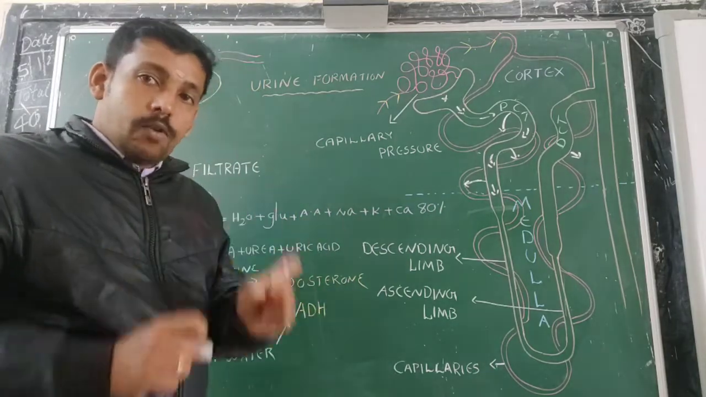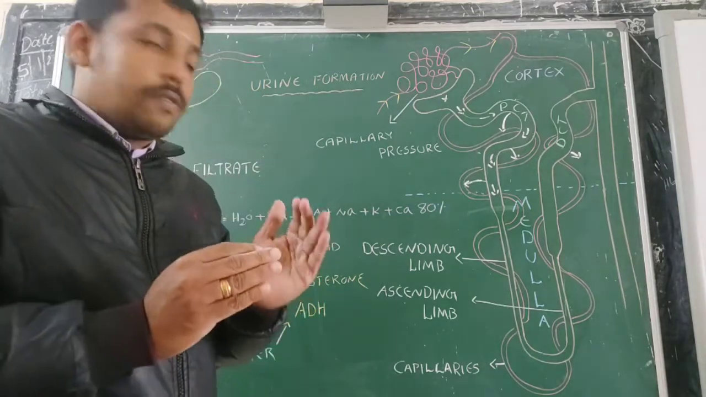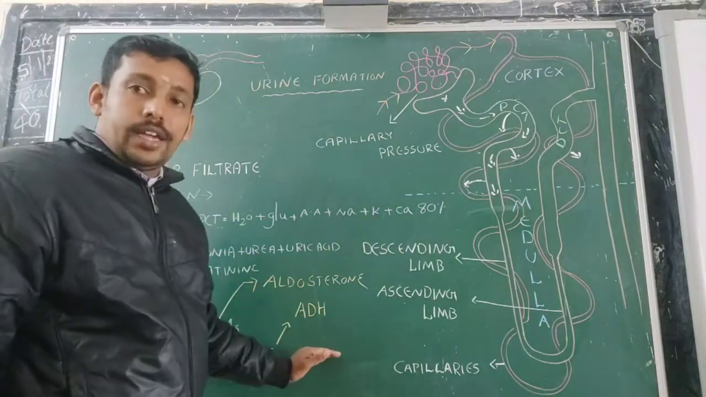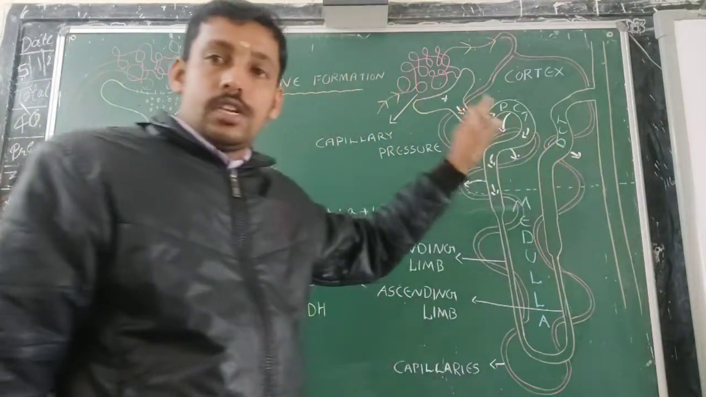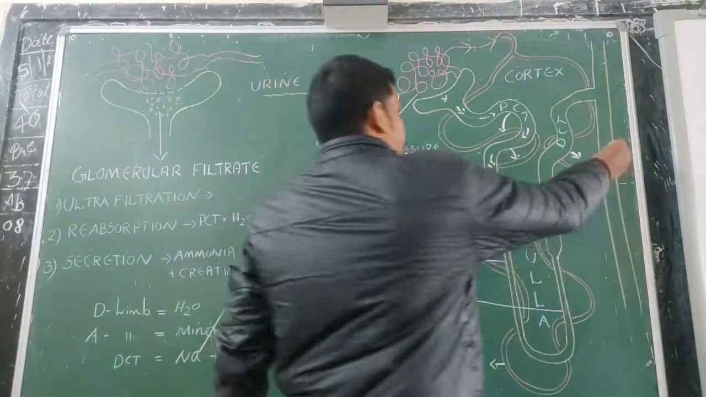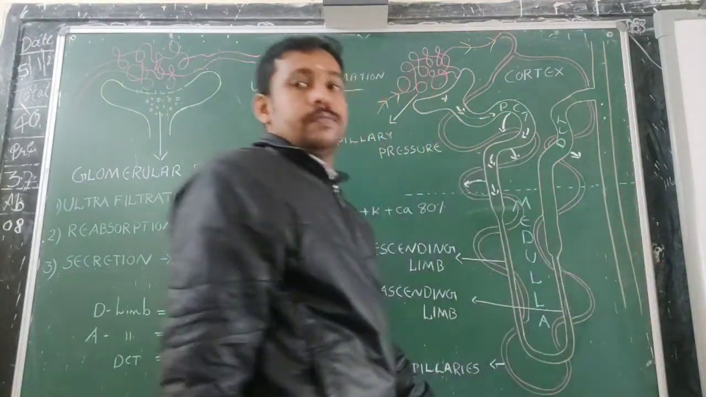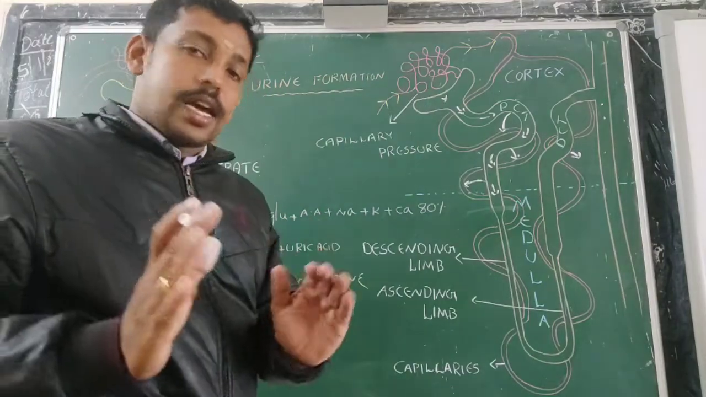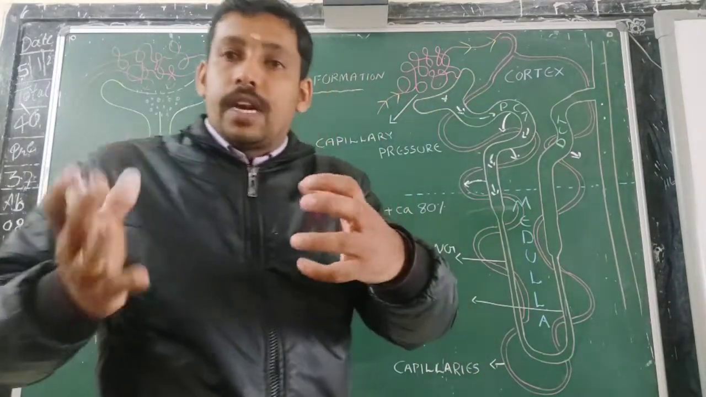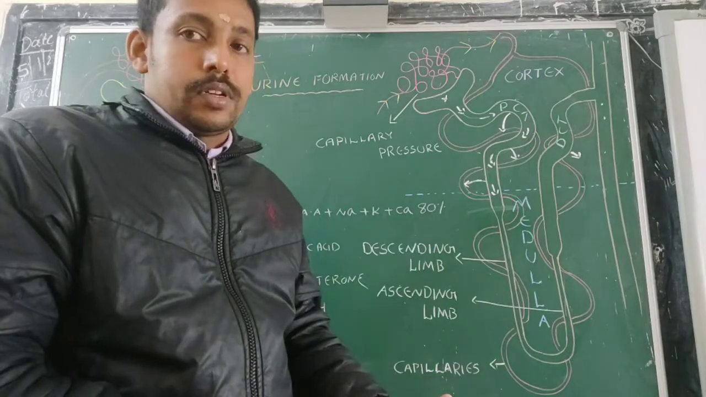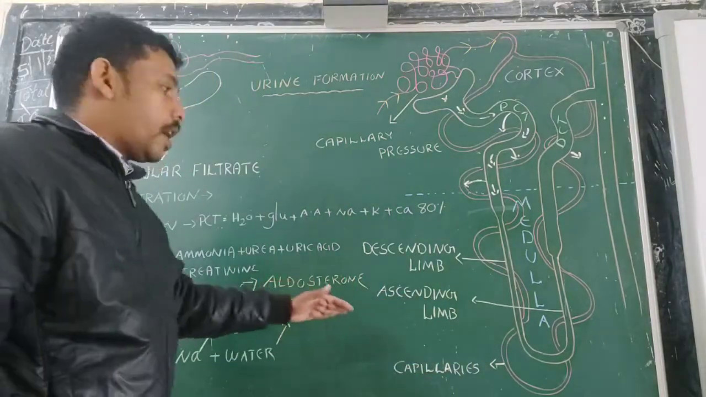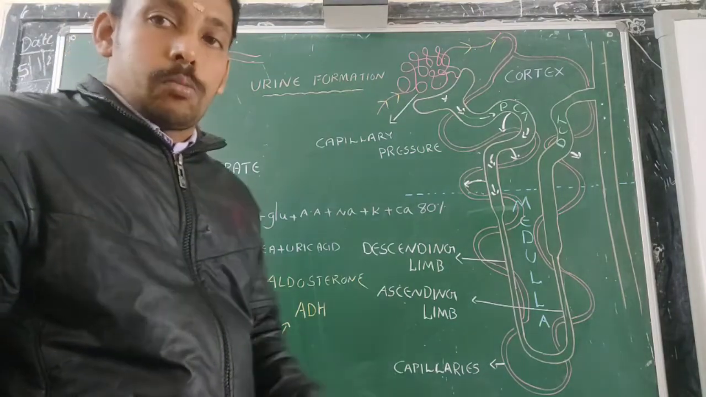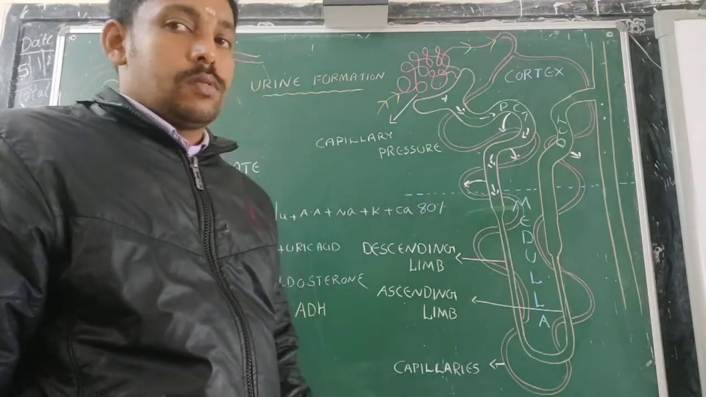They are involved in the reabsorption of sodium and water in the DCT, distal convoluted tubule, as well as in the collecting duct. In the collecting duct and the DCT, the water and the minerals are going to be reabsorbed by the action of the two hormones. They are known as aldosterone and antidiuretic hormone, or ADH.